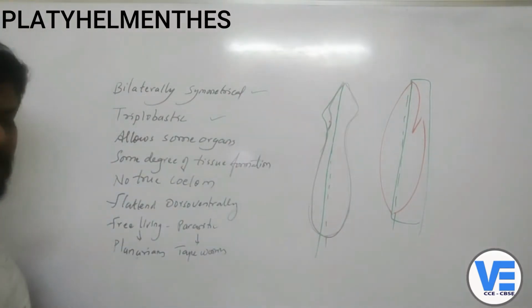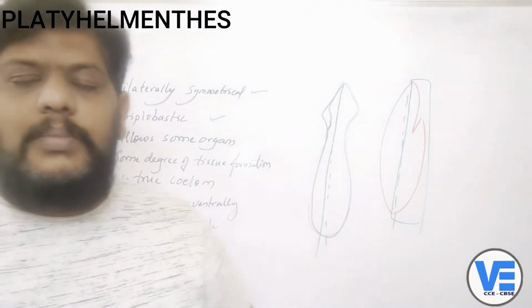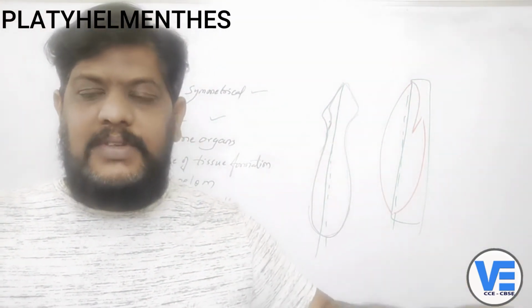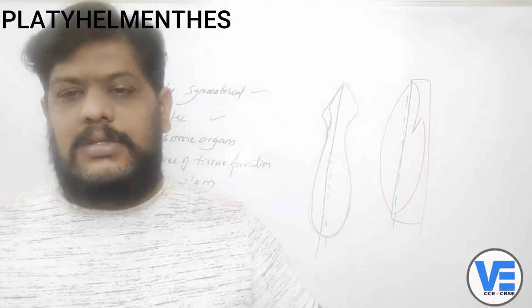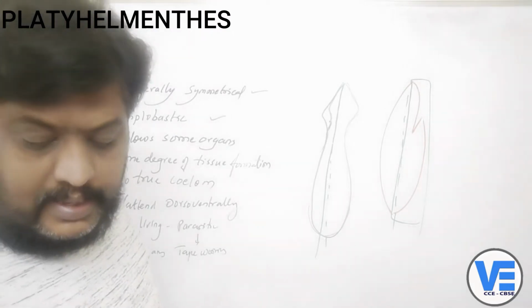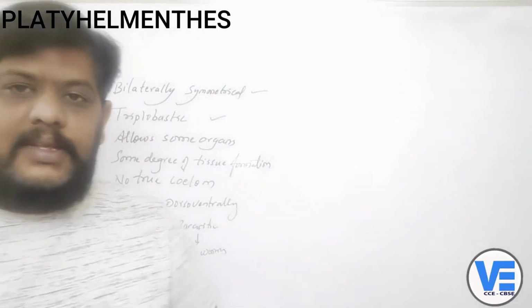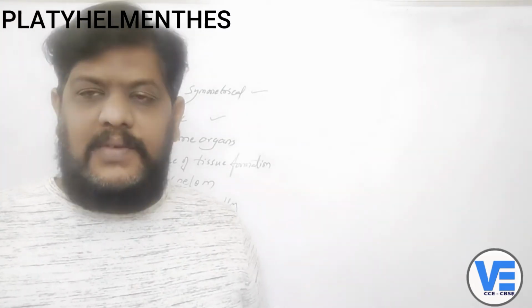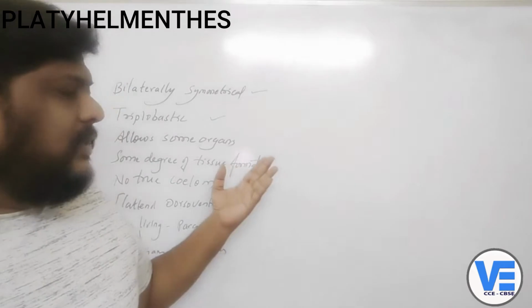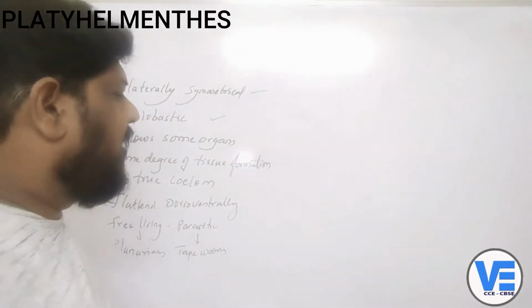The second one is triploblastic. Triploblastic is a word used for an organism whose body has three layers of cells. Let me tell you the three layers here. In the Coelenterata, we have learned that they have only two layers of cells, right? But here in the Platyhelminthes, there are three layers of cells.